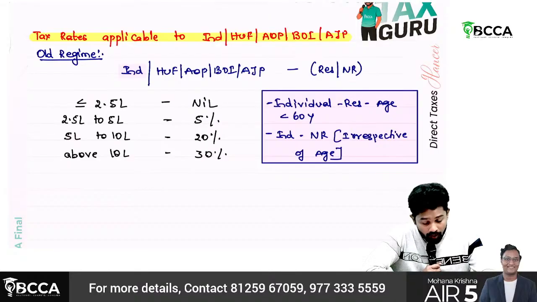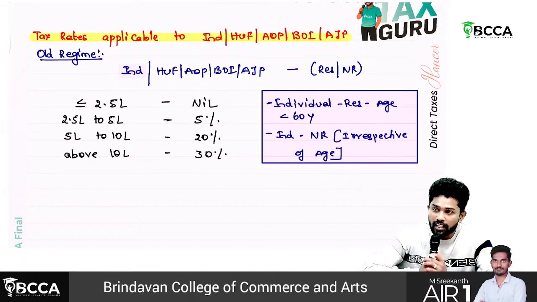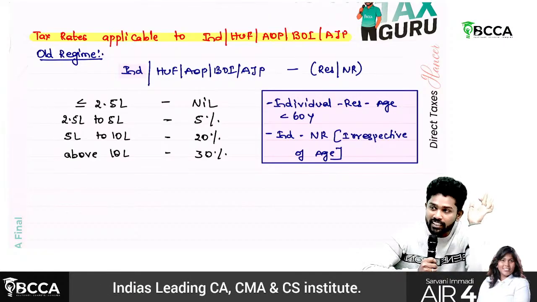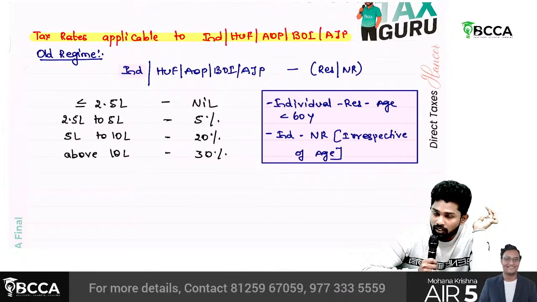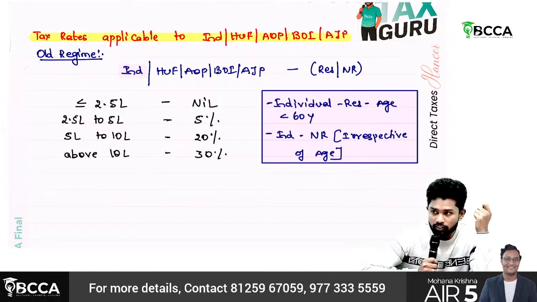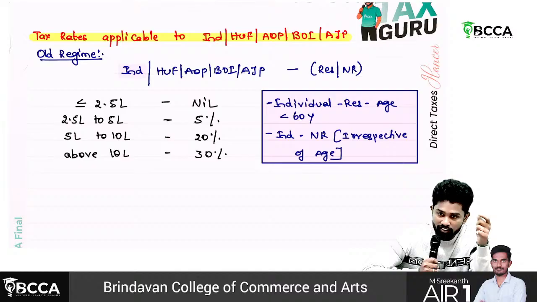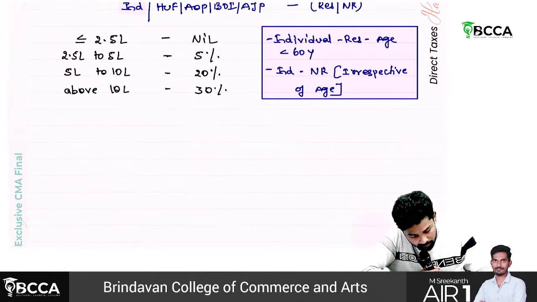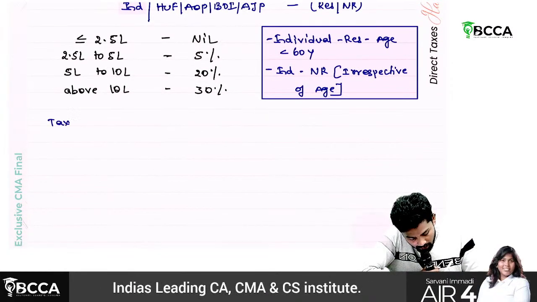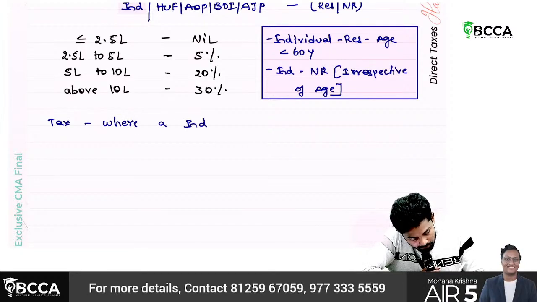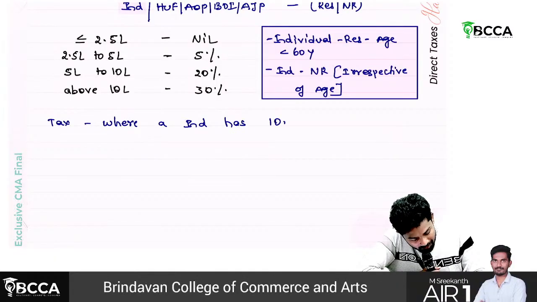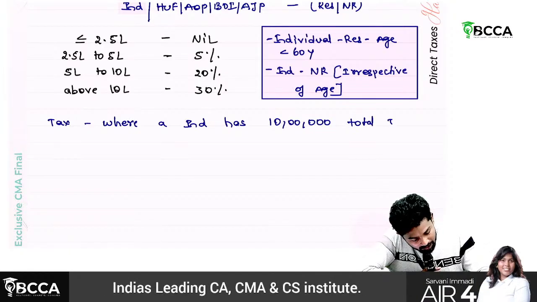Sir, tell me, on the first 10 lakhs, what would be the tax liability? If a person has exactly 10 lakhs yearly income. Calculate and tell, for the first time, no problem. Sir, first 2.5 lakhs nil. Okay, I am calculating, see. Tax where an individual has 10 lakhs total income.